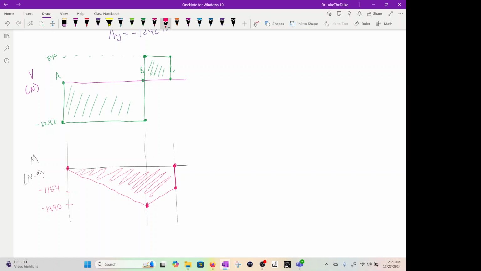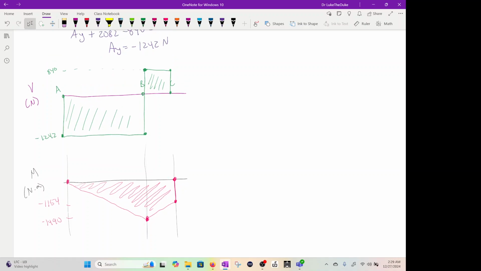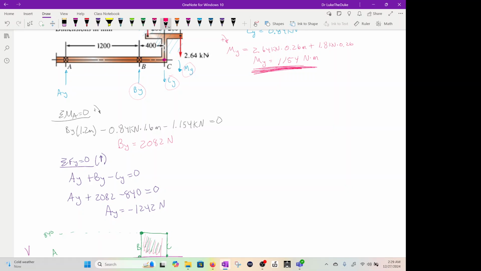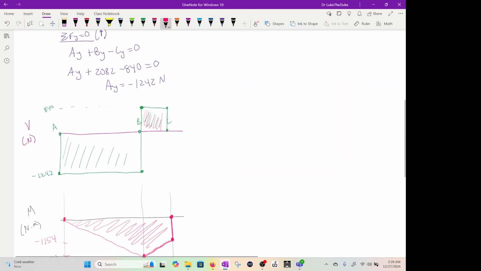So that's your moment diagram. Again, from A to B, you take the area. It's a linear line. And you get 1490. Then take the area of BC and add that to 1490. So the area of BC is 336. So you're going to go up in the positive because the shear is positive to 1154. And then you're going to draw a vertical line up to 0. Because we have that moment left that we calculated at C. Okay, so we have to add that back to it.